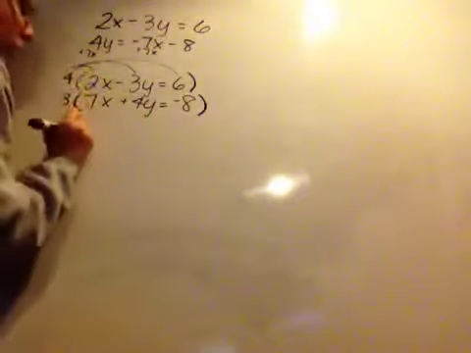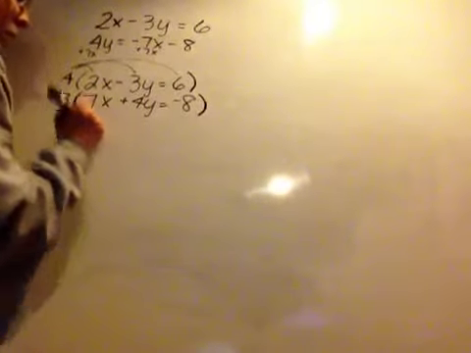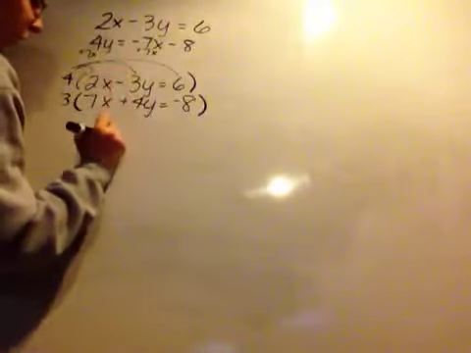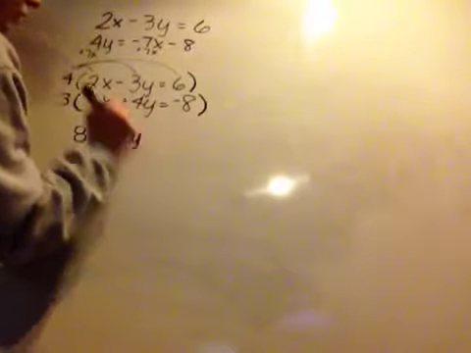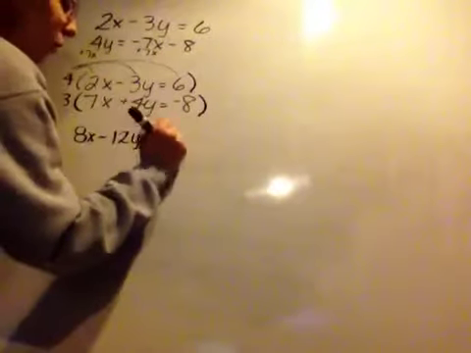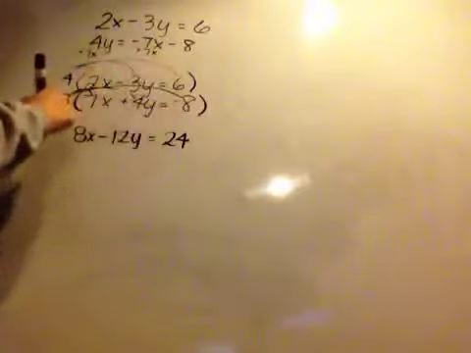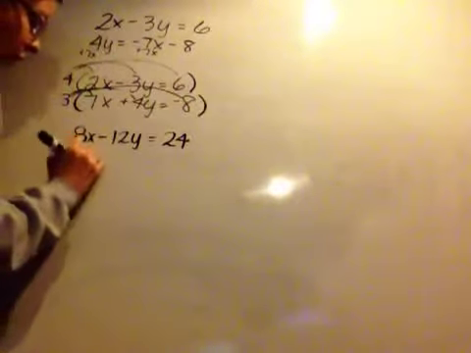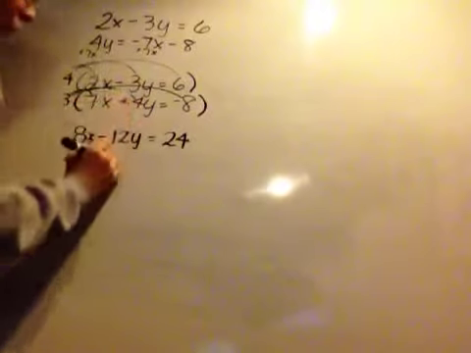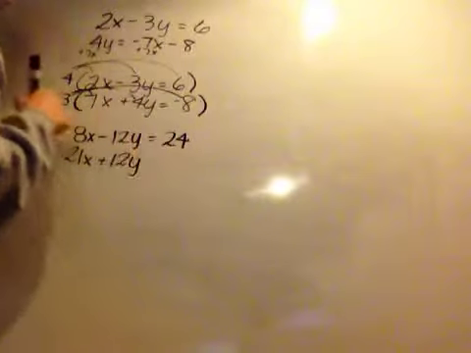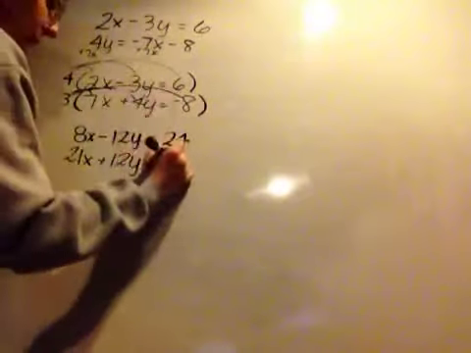So 4 times 2x is 8x. 4 times negative 3y is minus 12y. 4 times 6 is 24. Then I'm going to distribute the 3 on this equation. 3 times 7x is 21x. 3 times 4y is 12y. 3 times negative 8 is negative 24.